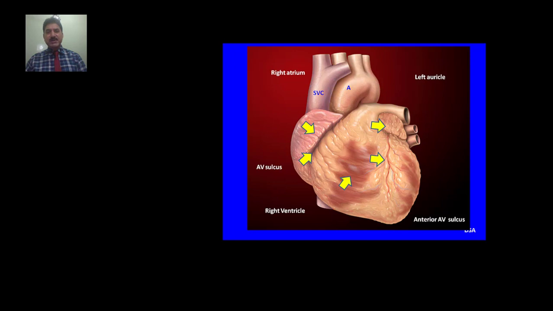The arch of the aorta is represented by A, and superiorly we can see three branches emerging from the arch of the aorta. On the right side is the brachiocephalic trunk. In the middle is the left common carotid artery, and on the left side is the left subclavian artery. P is the pulmonary trunk, which emerges from the right ventricle.